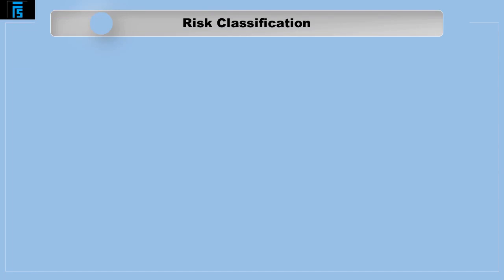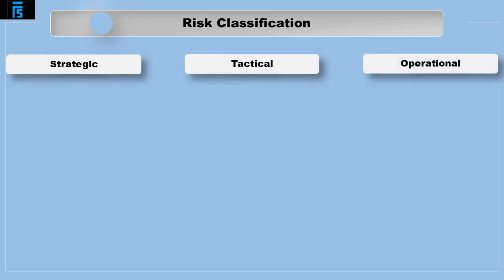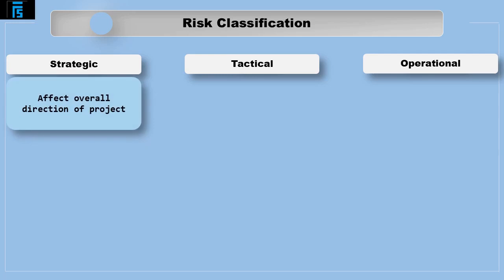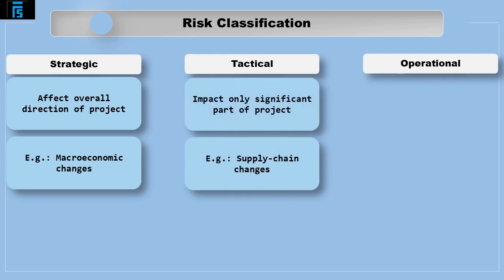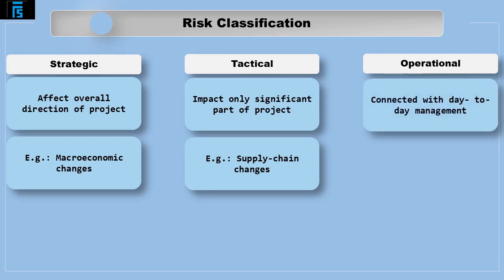The risks related to forecasts in an investment project may be classified as strategic, tactical, and operational. Strategic risks are the ones that affect the overall direction of a project, such as macroeconomic and political changes, while tactical risks, such as changes in the supply chain or in the timing of payments, impact only a significant part of the project. Operational risks are the ones connected with the day-to-day management of the investment project, for example, the risk of breakdowns in equipment.